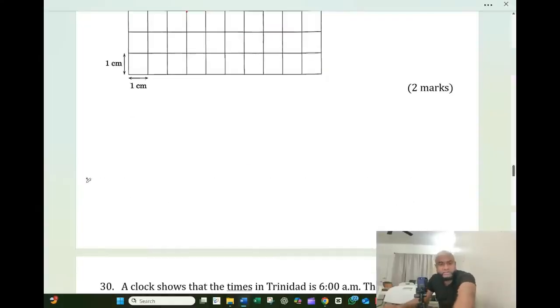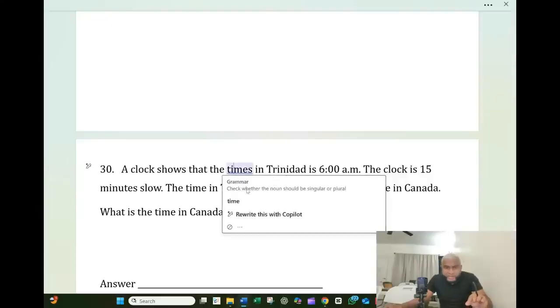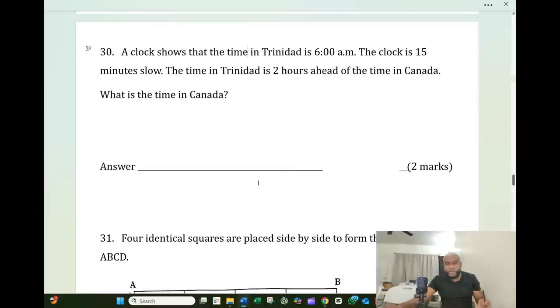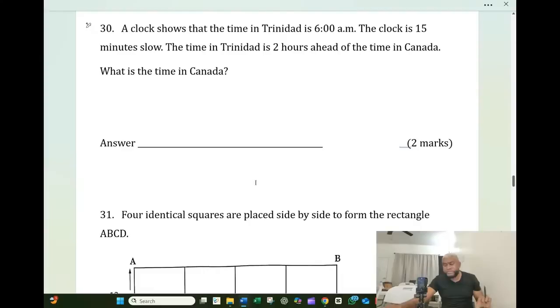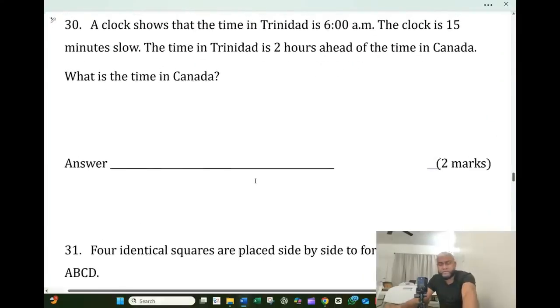Let's send this down. Right. Sure. Why they highlighted the time? 2 marks. 1 minute. 1 minute for that 2 mark question. One minute, guys.